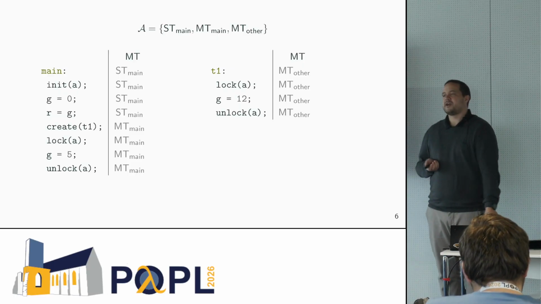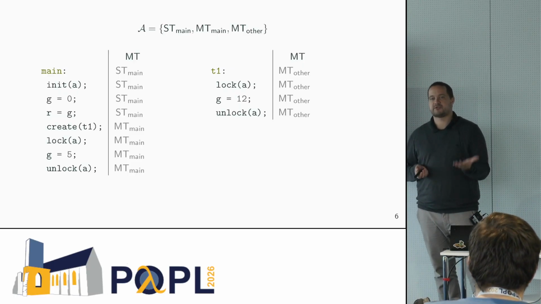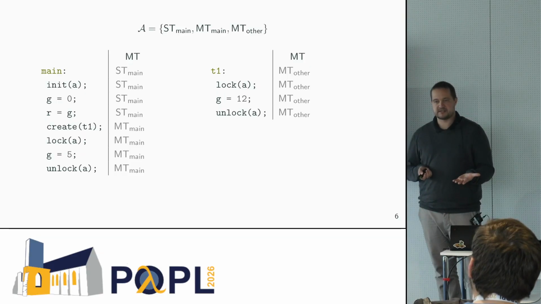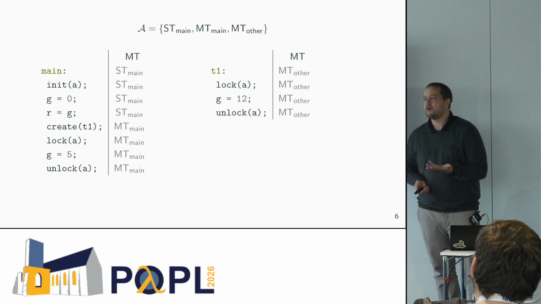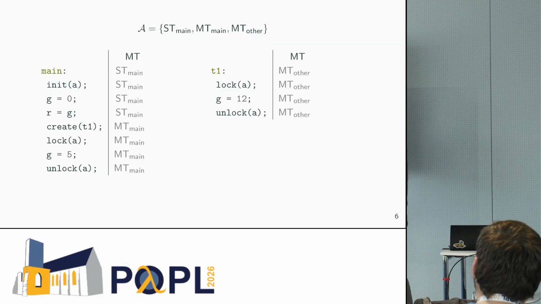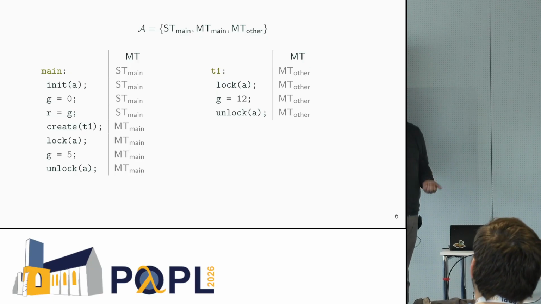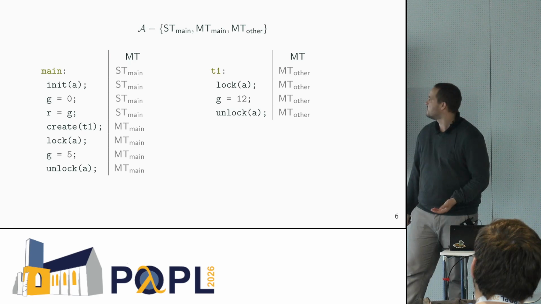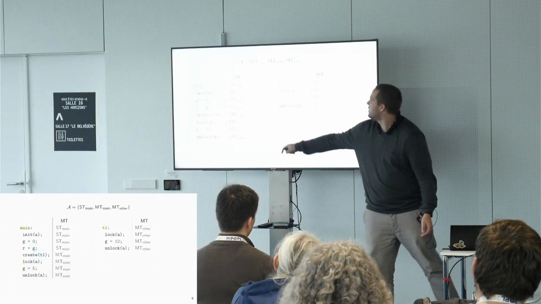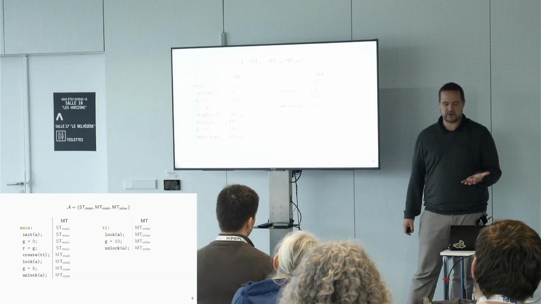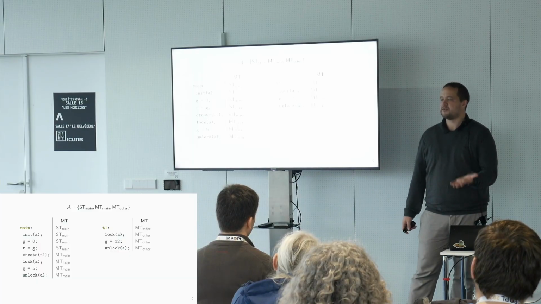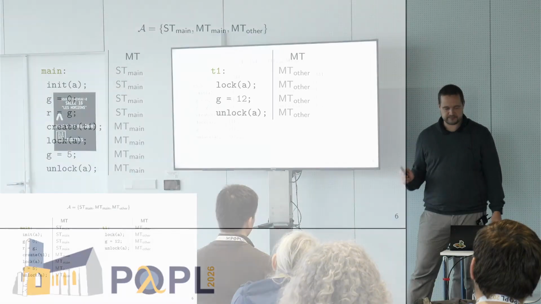Now, if I look at our example program again, and I do an abstract interpretation that uses this digest, then I would, for every program point, also have the digest information for it. And in this case, it will always be st main until the main thread for the first time creates another thread. Then it has this thread ID mt main. And then the newly created thread, this t1, will always have this thread ID mt other.